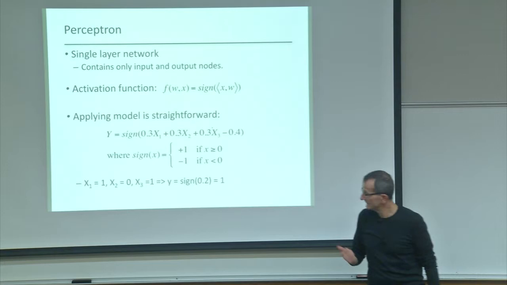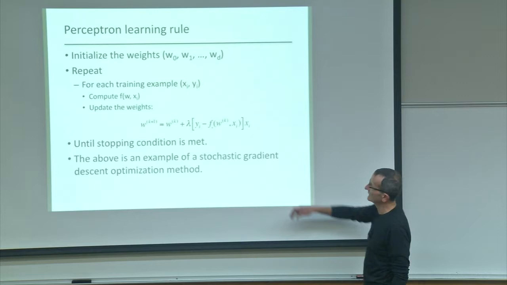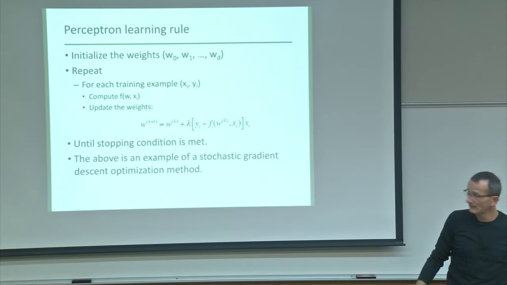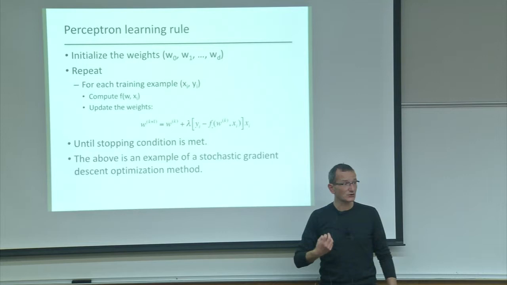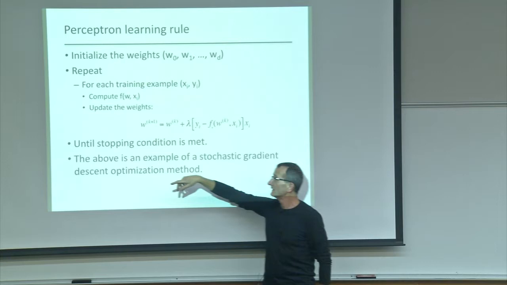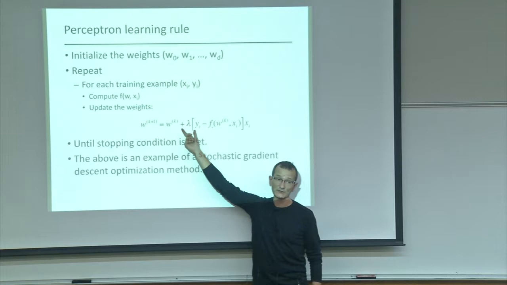The way I tend to train those things is in some sort of an iterative fashion. I feed in training instances and look at the prediction. If my prediction is correct, I don't do anything. If my prediction is incorrect, I update W, which is the model parameter, to take into account the example that was mispredicted, with some sort of a learning rate. So this is an example of a gradient descent optimization.